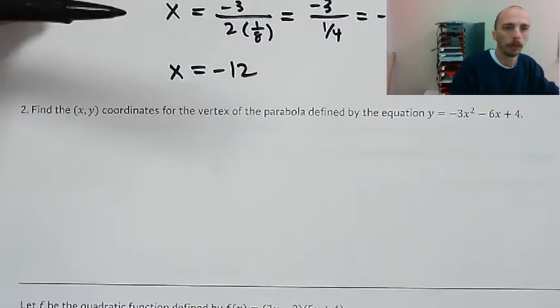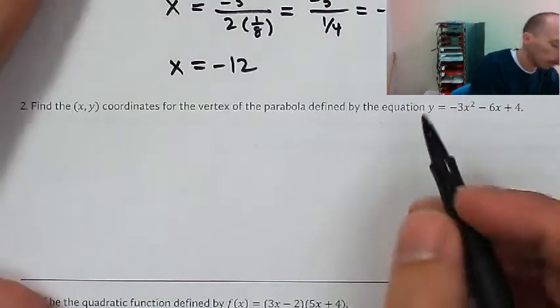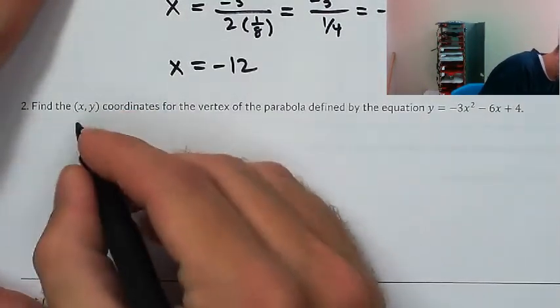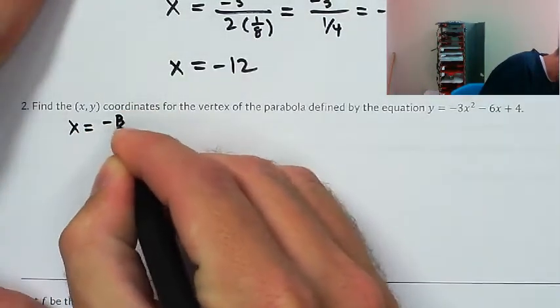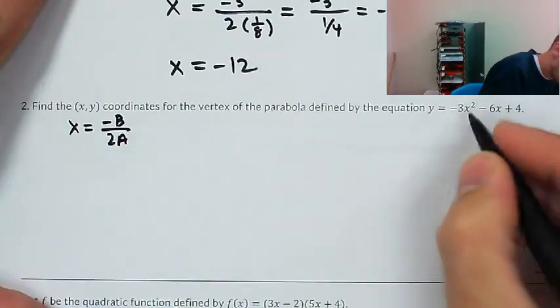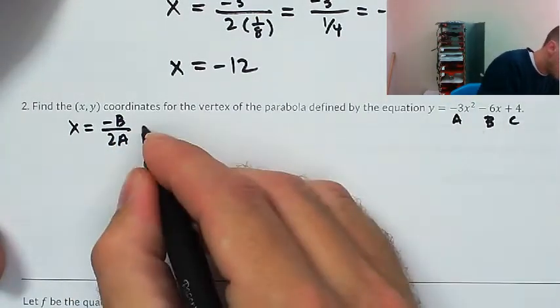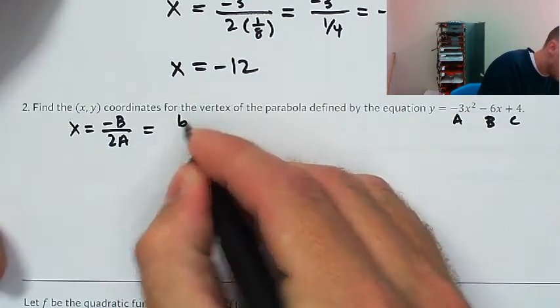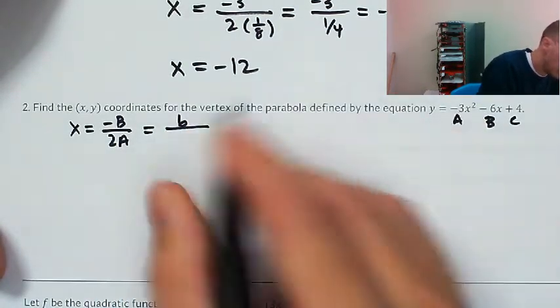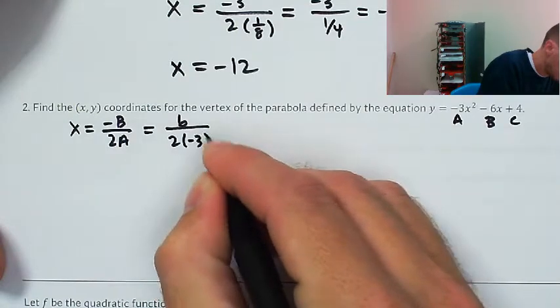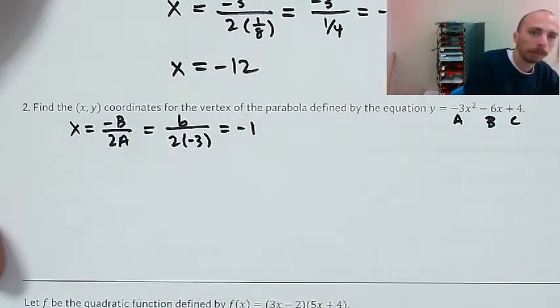All right, now we are going to find the coordinates of the vertex of this one, and so we're going to start with x equals negative b over 2a, where this is a, that's b, and this is c. So negative b is going to be positive 6, divided by 2a, which will be 2 times negative 3, so x equals negative 1.